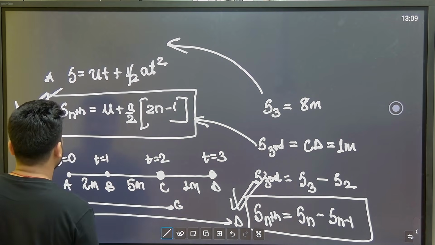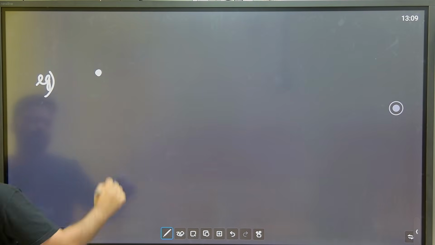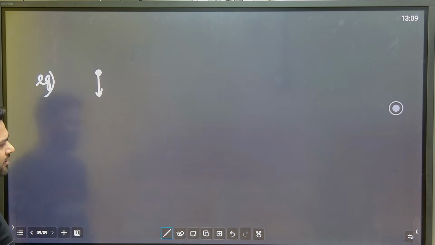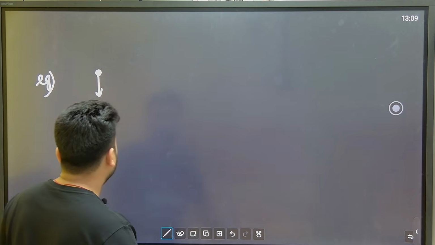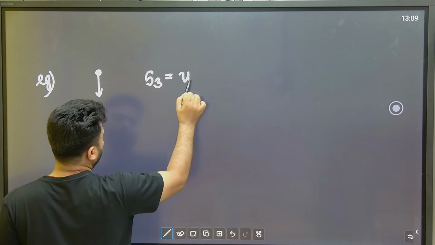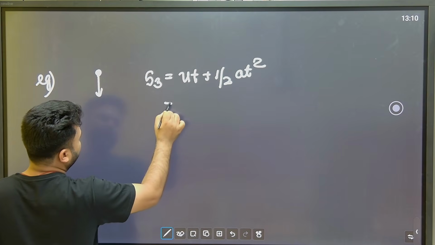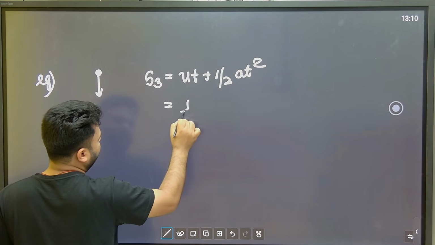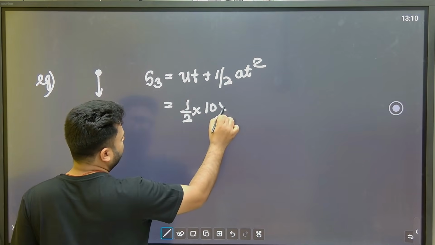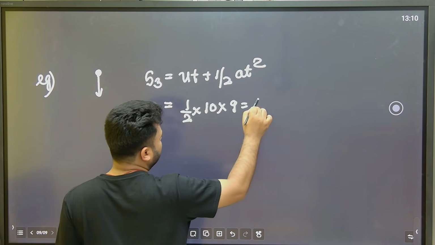Like for example, I will give that if you are dropping one object, you are releasing one object, one ball. They are asking what is the distance covered in 3 seconds. So you will use ut plus half at square. Initial velocity you know is 0, so it will be half. Acceleration due to gravity, that is 10. Time in 3 seconds they are asking, 3 square, that is 9. So this will be 90 by 2, that is 45 meter.